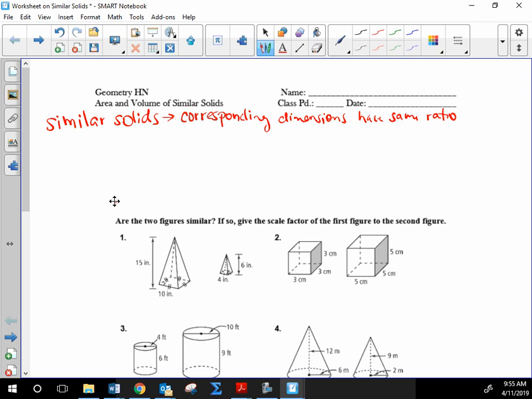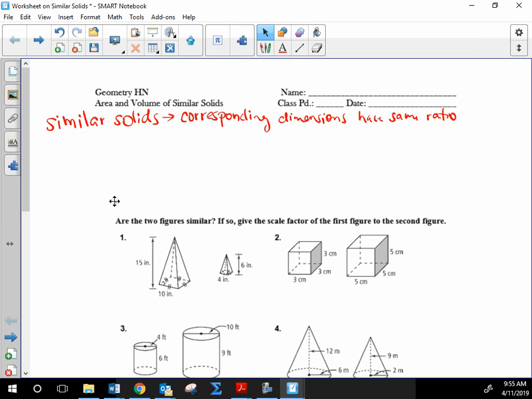ratio. So before when we had similar triangles, we would match up small with small, medium with medium, large with large. Now when I say corresponding dimensions, what I mean is we match up height with height. We match up area with area. We match up volume with volume. We match up length with length. So we're not just looking at the numbers, we're looking at what those numbers represent. So the corresponding dimensions are the same ratio.